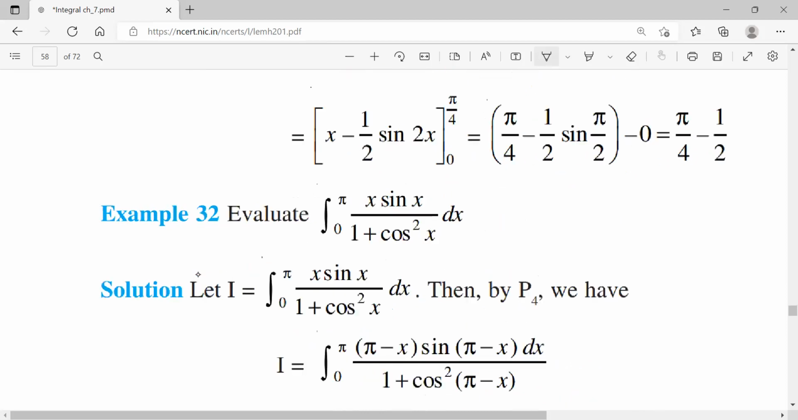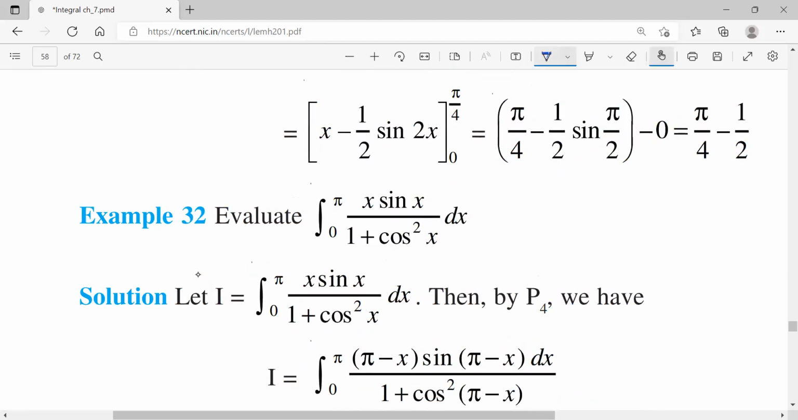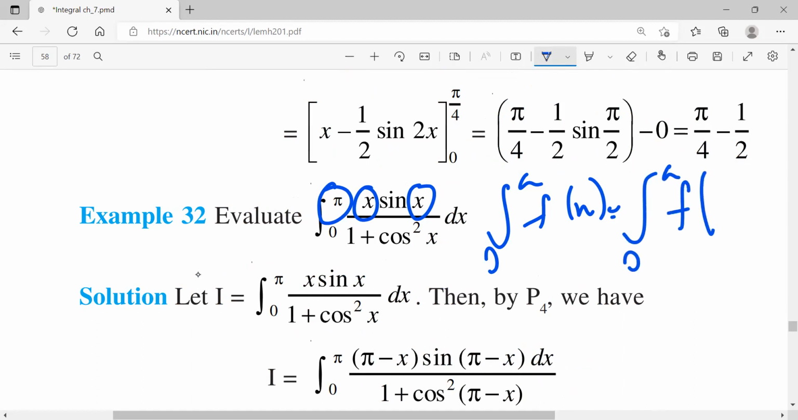Now coming to the 0 to pi. I told you whenever 0 to pi is coming, we have to substitute what? x as pi minus x. Integral 0 to a f of x is equal to what? Integral 0 to a f of a minus x. One more property.